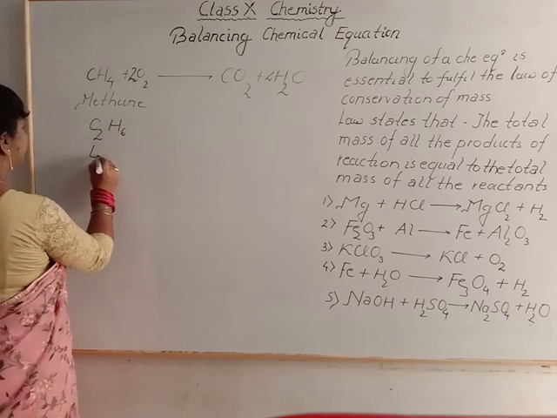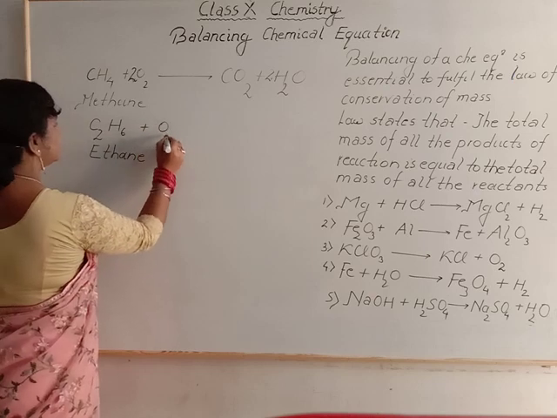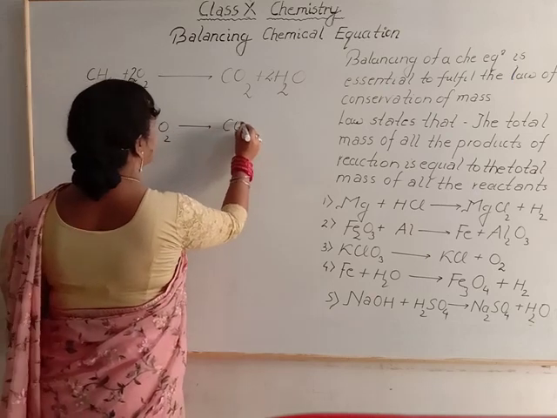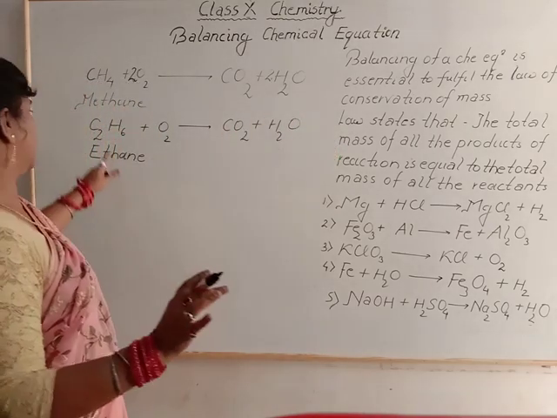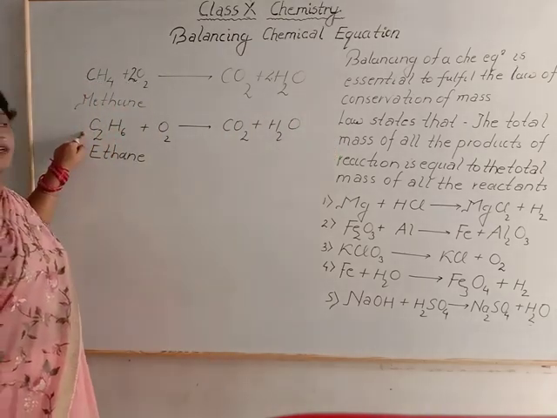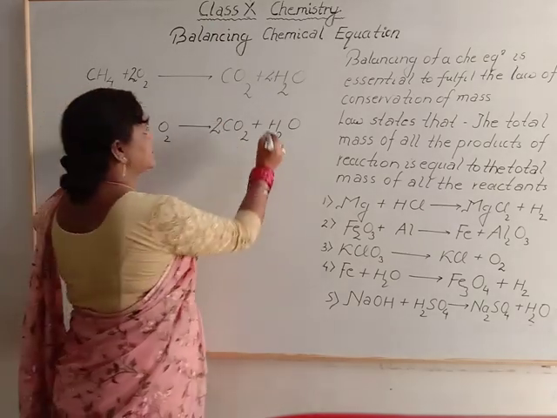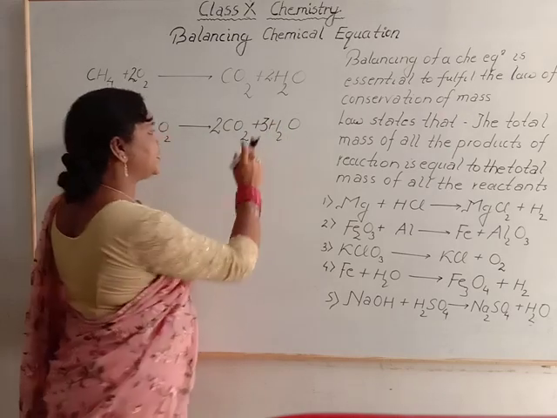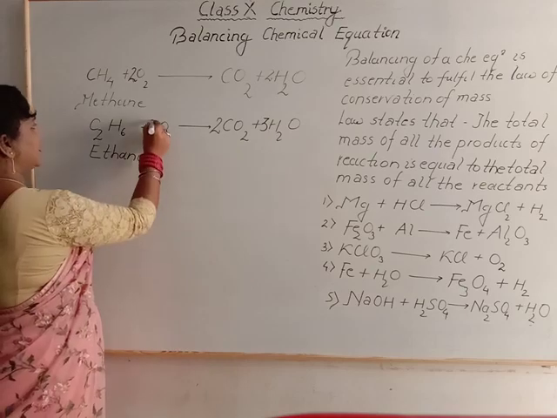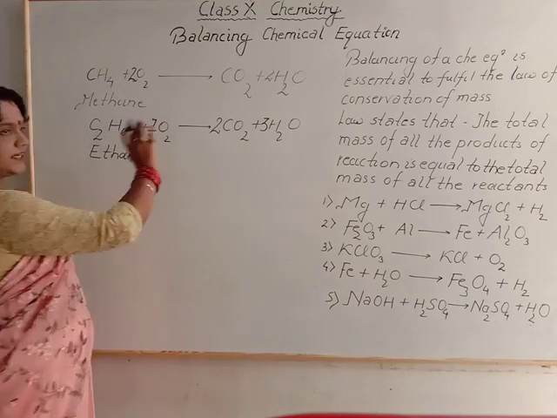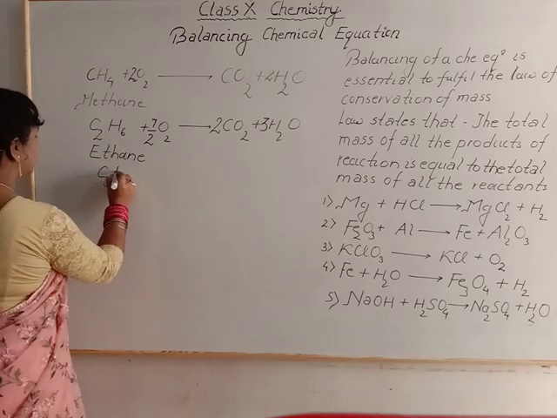Now see the next, C2H6, ethane. Again this is a hydrocarbon. So in presence of oxygen, it gives carbon dioxide and water and lots of heat and light. Here you see carbon is 2, so put here 2, hydrogen is 6, so write here 3. Now see how many oxygens are there: 3 and 4, 7. Simply write here 7 by 2. Now this is balanced.